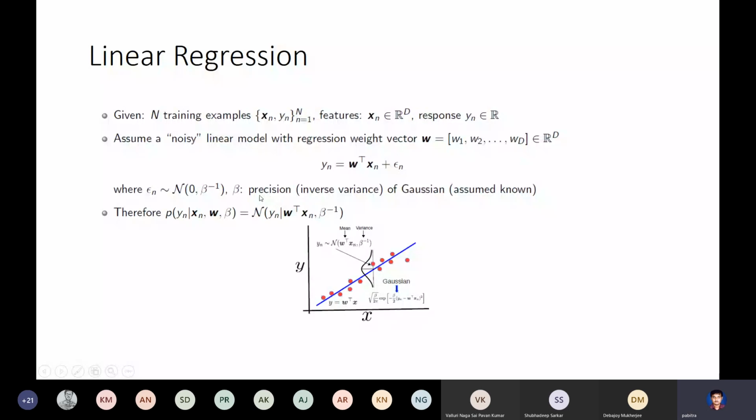Okay, initially we'll see later we can change this also. Initially, let us assume that beta is known. That means the sigma of epsilon is known and this mean is 0.